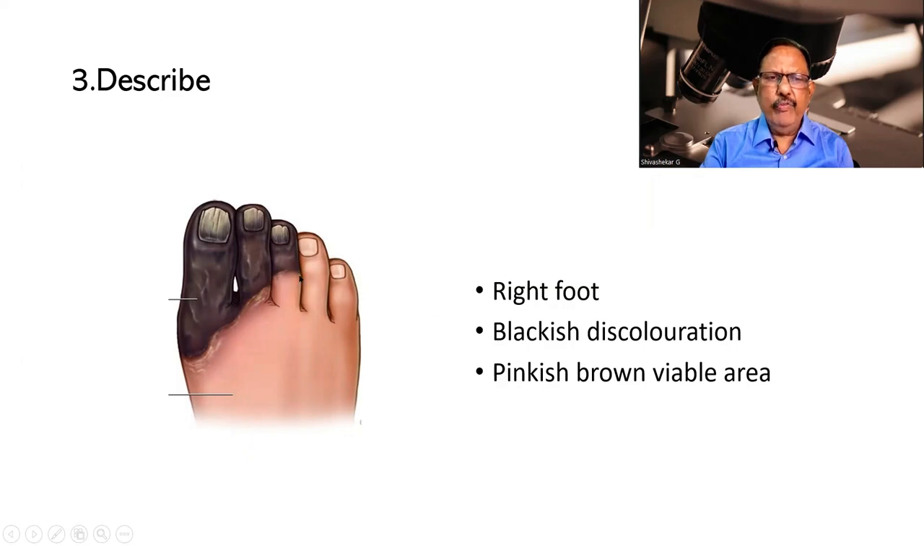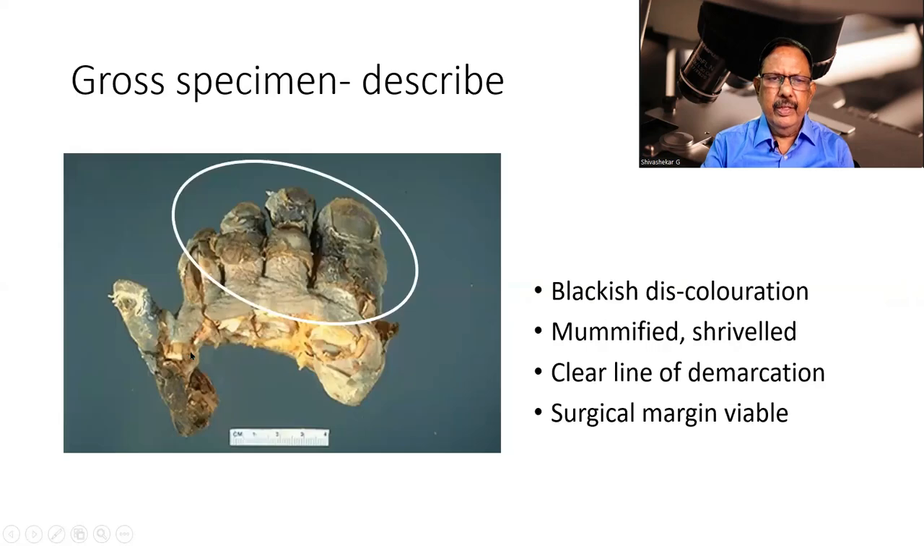There is an area of blackish discoloration. There is a pinkish brown viable area. Viable means live. And there is a definite line of demarcation. This can be a mounted specimen kept for us in many a college.